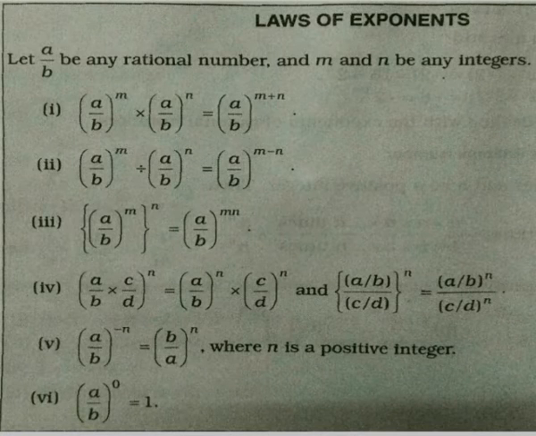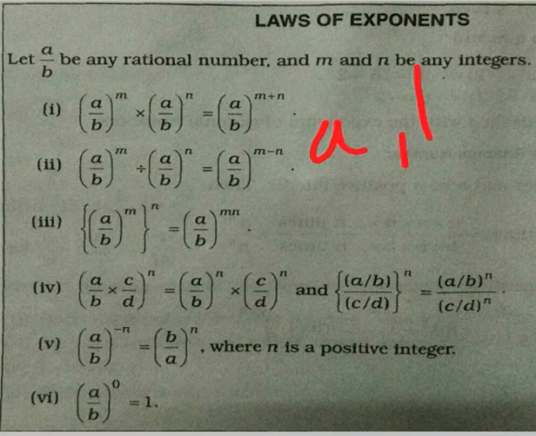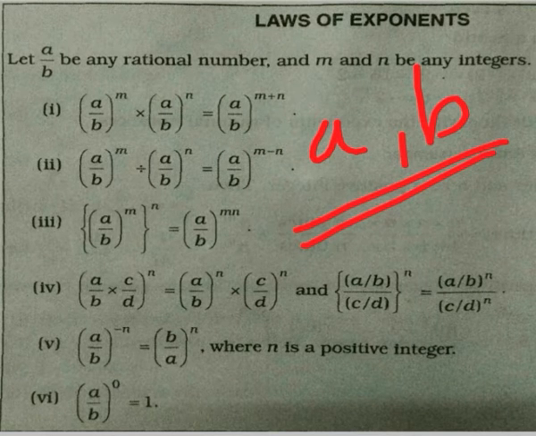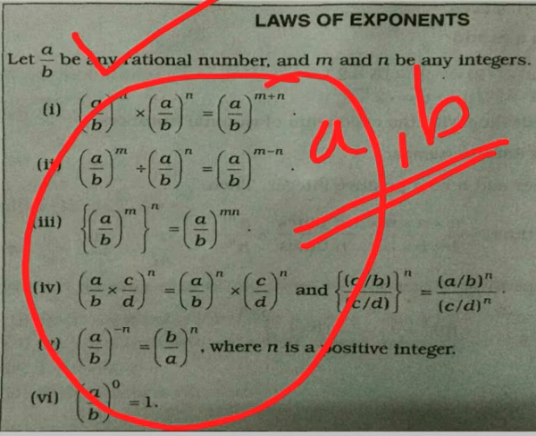Now we have revised all the laws of exponents and we have studied the law of negative exponent also. I want to tell you one thing here, students. We have done all the laws where a and b were non-zero integers, right? Where the bases were integers. I want to tell you one thing. If the base is not an integer and if it is any rational number, then also all these laws are going to work.